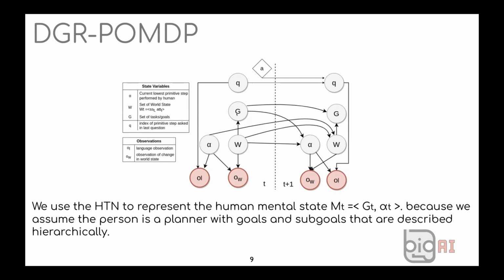So say that the goal the human is trying to do is wash hands, and the lowest primitive action for that is turn faucet. We maintain a probability distribution over both of these, and this is known as the human mental state. In our case, we represent this human mental state as a hierarchical task network because we are assuming that the person is a planner with goals and subgoals that can be described hierarchically. This is also represented in Wang et al.'s work, where they use HTNs to represent the human mental state.